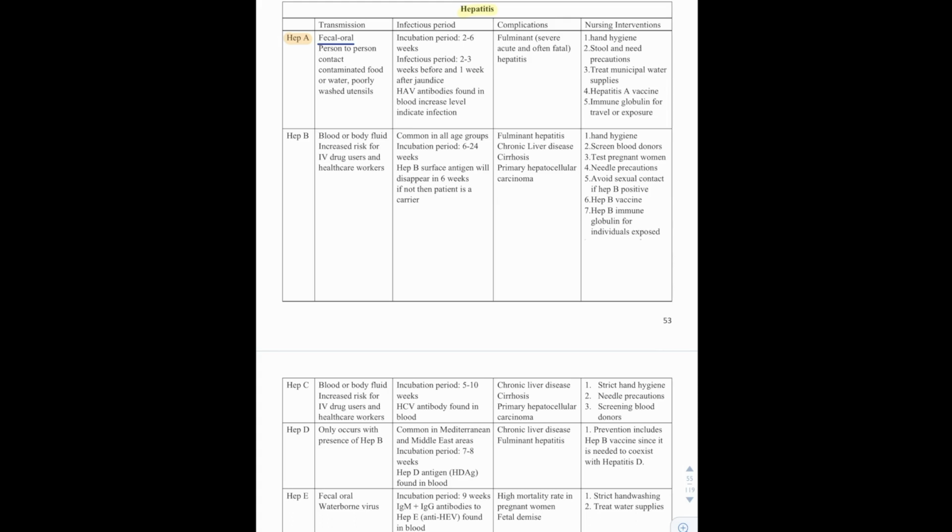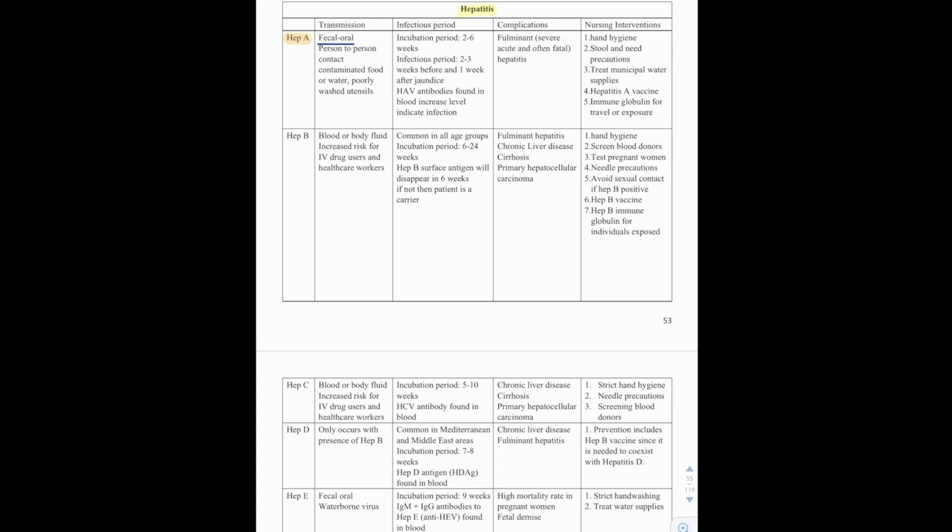Infection is another 2 to 3 weeks before and then 1 week after jaundice. And hepatitis A viral antibodies found in the blood at an increased level will indicate infection. So our complications are fulminant hepatitis. This is a severe, acute, and often fatal hepatitis.